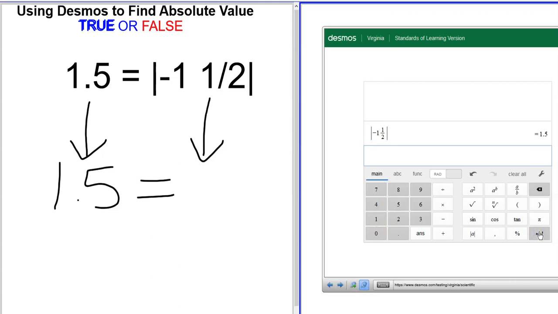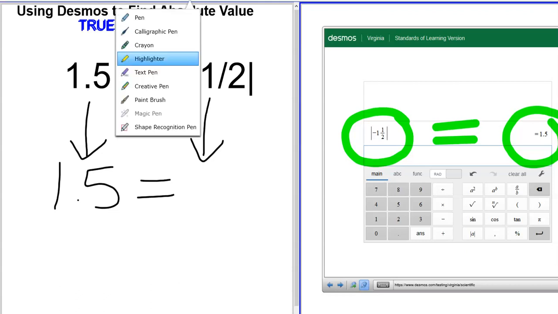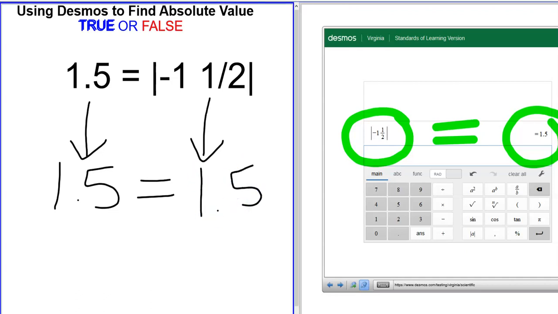Okay. So this tells me that the absolute value of -1 1/2 is equal to 1.5. So we have that equivalent. So we're going to see if that is the same as our statement. So this is equal to 1.5. And so that's true. They're equivalent. So this is going to be a true statement.